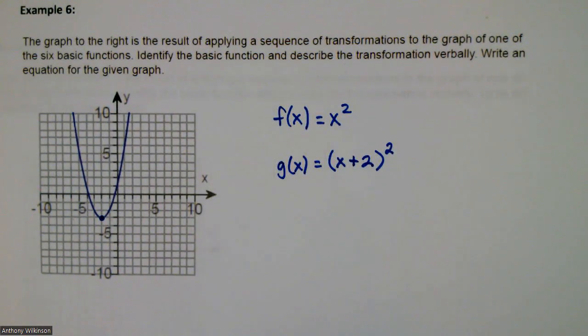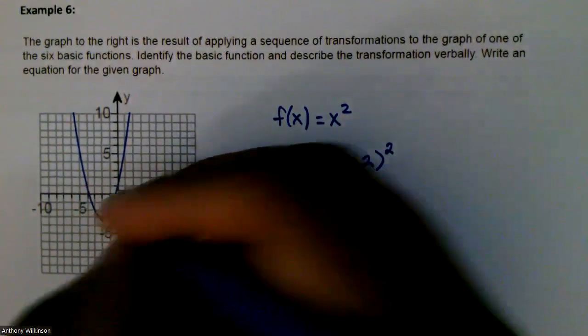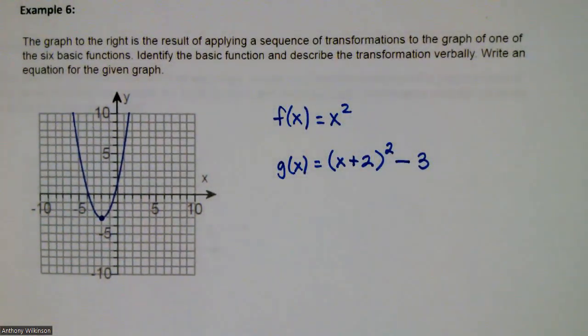Because usually a horizontal shift will have the opposite sign. And then I went down 1, 2, 3. So that means minus 3. So that means your g of x function would be x plus 2 quantity squared minus 3.